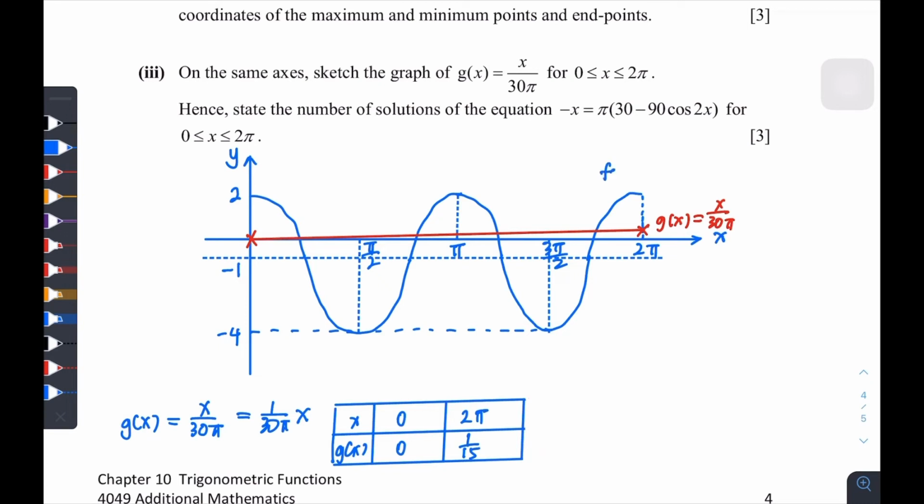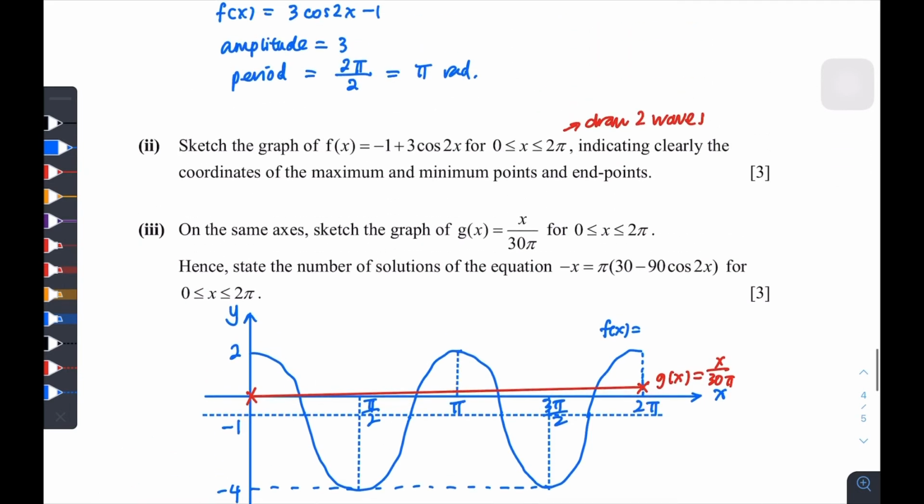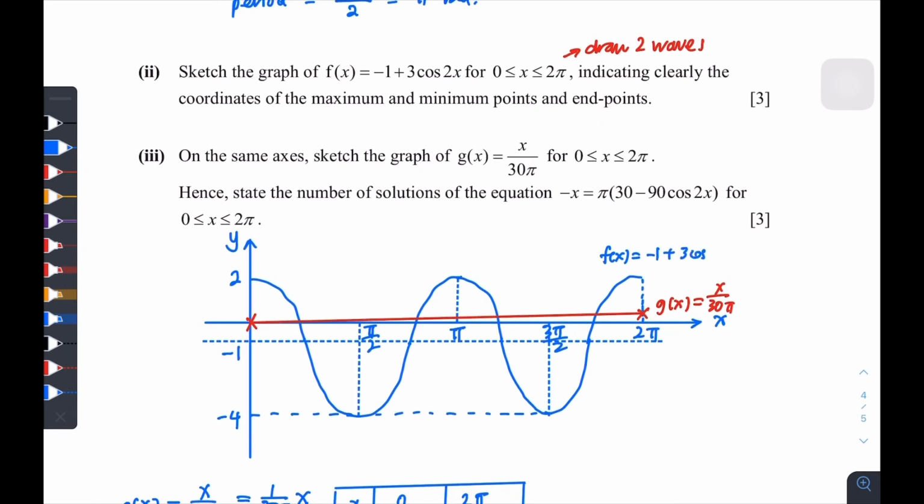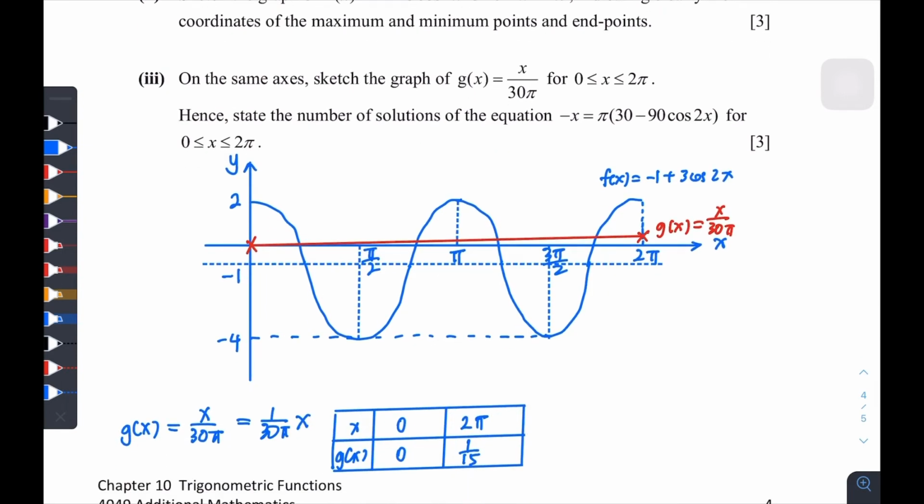Then my blue line is f(x) equals -1 plus 3 cos 2x. So we have two lines over here. The idea is that we are trying to look for solutions between two equations, two functions, and we can do this by sketching. We are not solving for it, we are just looking for the number of solutions. Based on the intersection between f and g, how many solutions are there? We have 1, 2, 3, 4 solutions. Do you see these 4 points of intersection? These are your 4 solutions.